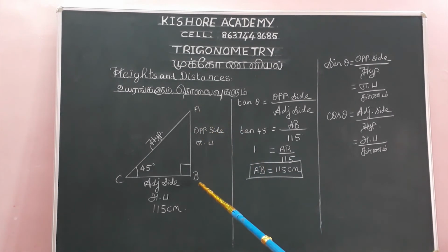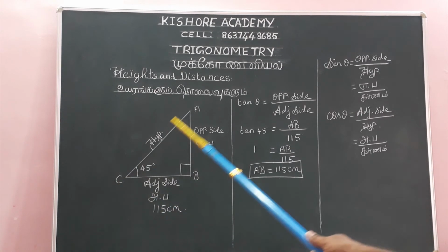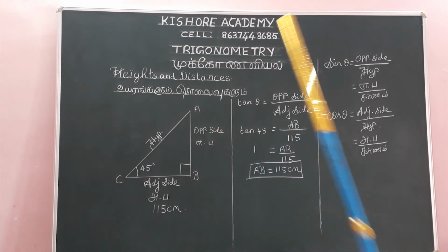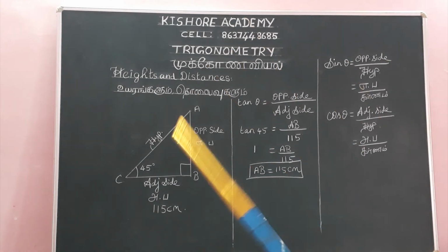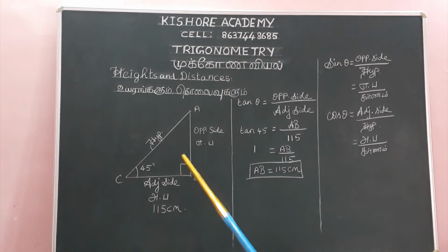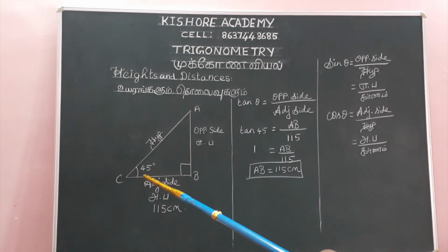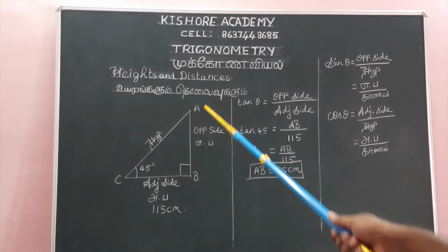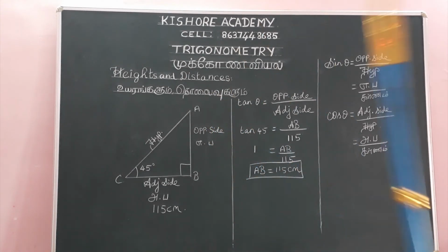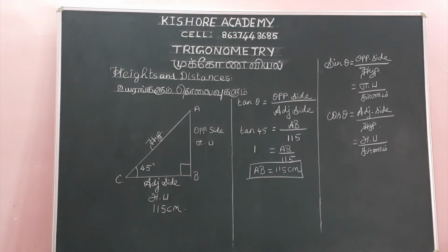It makes a right angled triangle. AB is the height of the dressing table. It is named as AB. And BC is the distance between the clinometer and the dressing table, which is equal to 115 centimeter. And the angle of elevation is 45 degree. Now we go to measure the value of AB, which is the height of the dressing table.